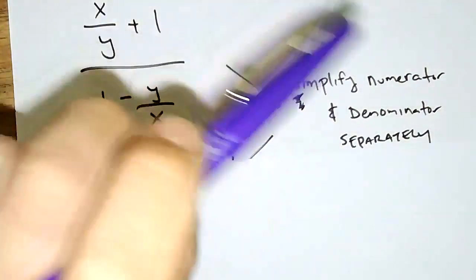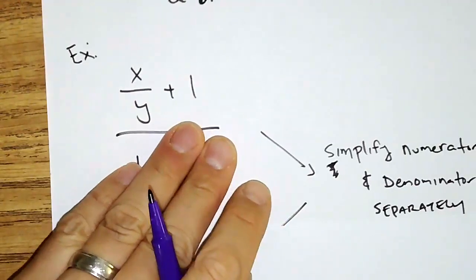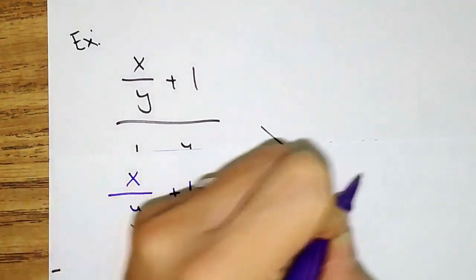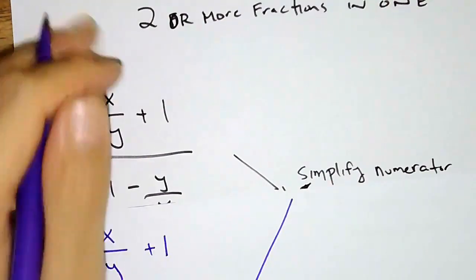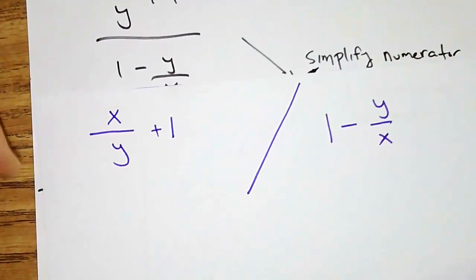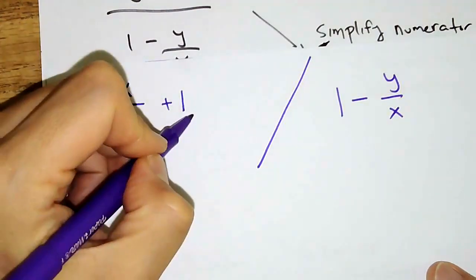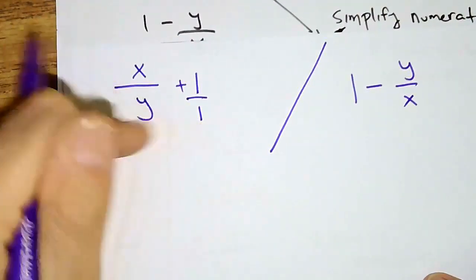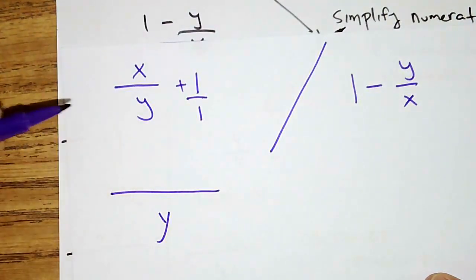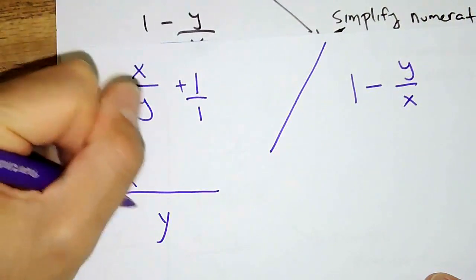Okay. First step is to simplify numerator and denominator separately. So I'm going to treat this as 2 separate problems. Okay. x over y plus 1 and a 1 minus y over x. 2 separate problems, right? We're going to get the LCD. LCD here, this is 1 over 1. So the LCD here is just y. So if I label this as a y, then I don't need to multiply anything here. x divided by y is the same thing, x divided by y.